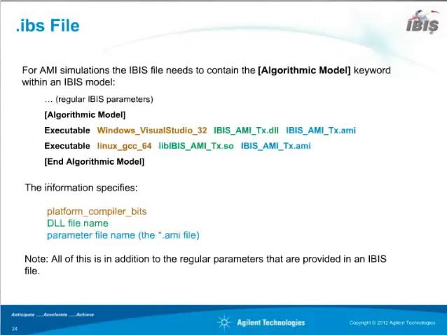If you look in the IBIS file, well, most of you, I imagine, will be familiar with that particular kind of file. Here is an example of the extra section that needs to be included, the algorithmic model section. And you'll see here that it basically specifies three things: the platform compiler, with the number of bits for the particular platform, the DLL file name, and the name of the AMI file. Those are the things that the IBIS file uses to clue the simulator in, if you like, that there's an AMI section associated with the model.